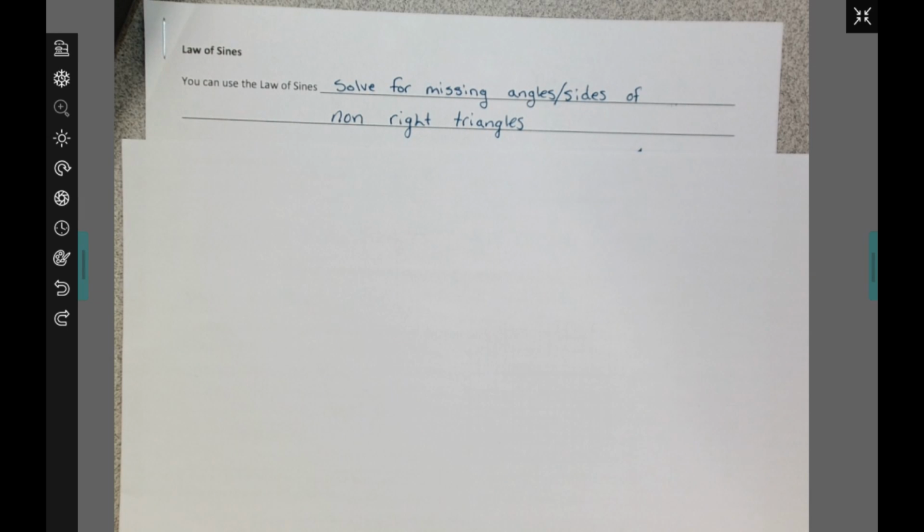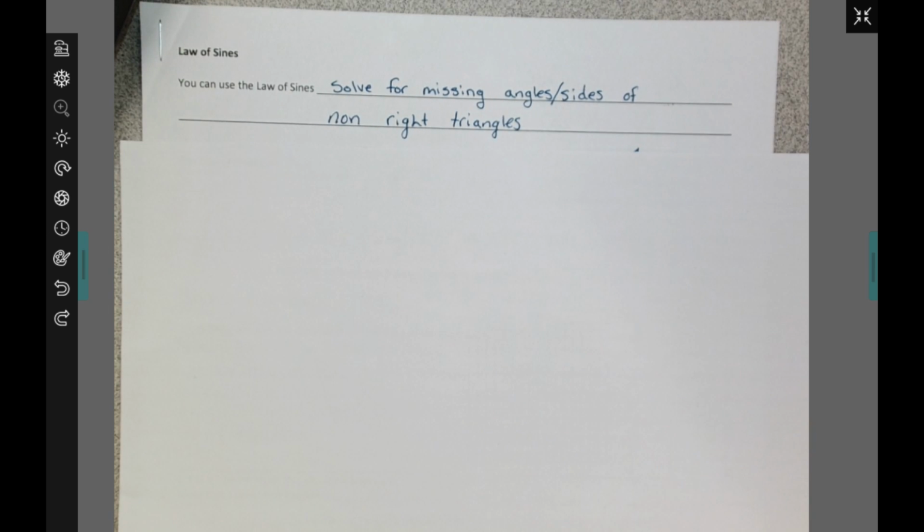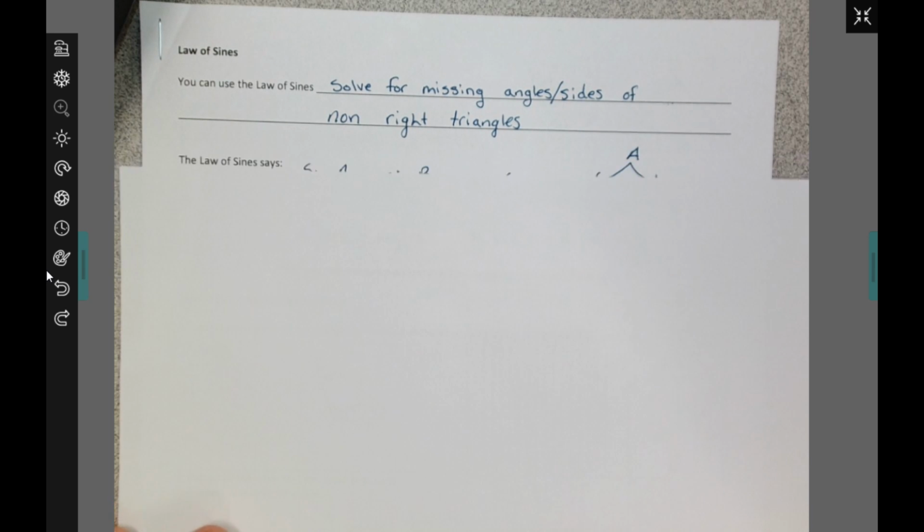Okay, today we're going to look at the law of sines. The law of sines is a useful tool to solve for missing angles and sides of non-right triangles. For the past few weeks, we've been using right triangle trigonometry, SOHCAHTOA, but you can only use that when we have a right triangle. And as you know, in the real world or in geometry, the problems we come across are not always going to be right triangles.